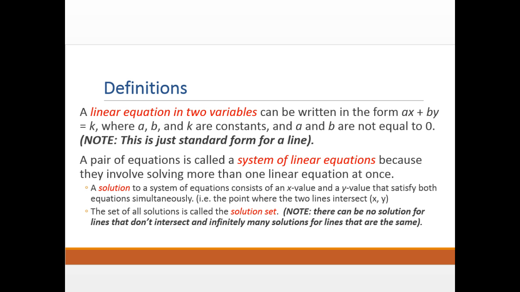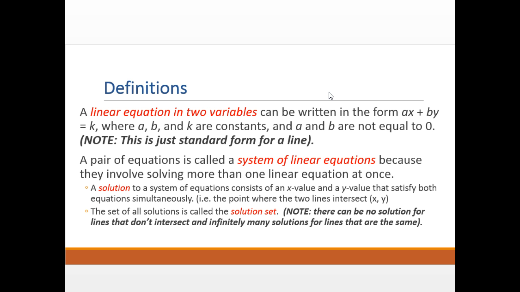Now a linear equation in two variables is any equation that can be written in the form ax plus by equals k. Notice this is just the standard form for a line. Now when we have a pair of equations that are written like that, this is called a system of linear equations because they involve solving more than one linear equation at once. Now please notice a solution to a system of linear equations consists of an x value and a y value that satisfy both of the equations. In other words, there's a point where the lines intersect which satisfies both of them. Now the set of all solutions is called the solution set.